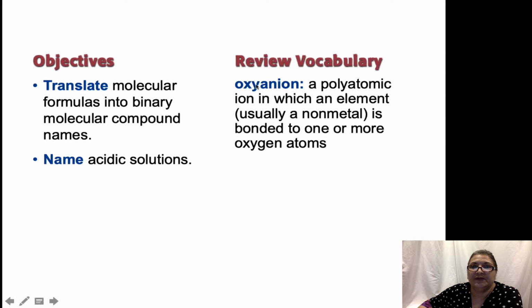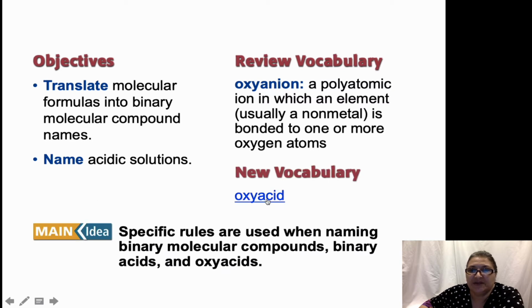A review term would be oxyanion, which is polyatomic. Usually, nonmetals bonded together with one or more oxygen atoms bonded to it. And the new term is oxyacids.